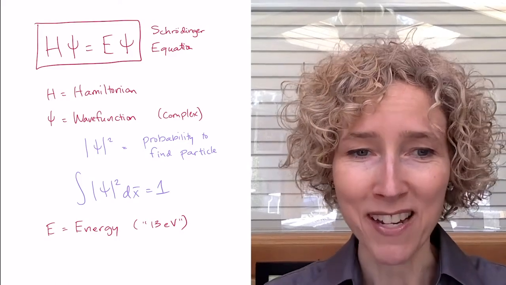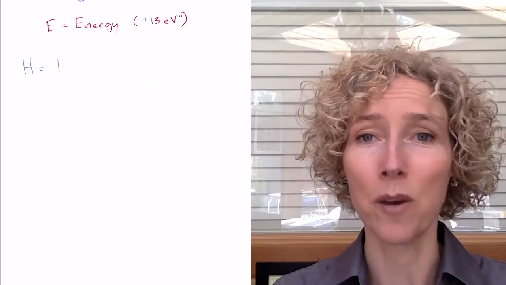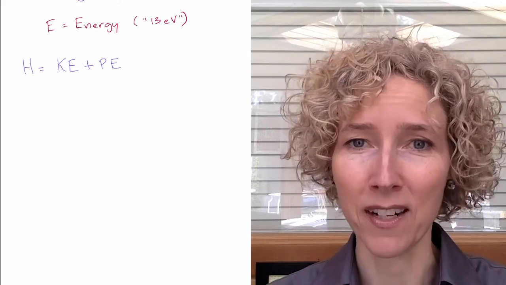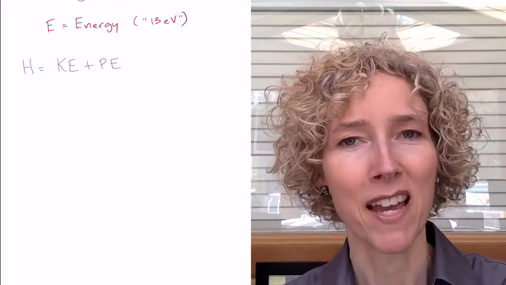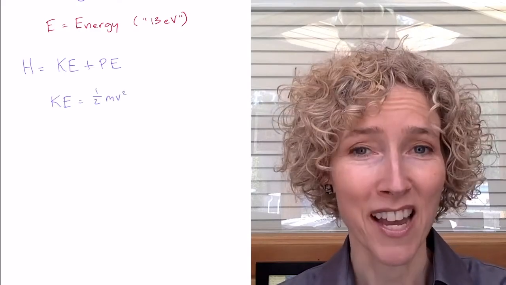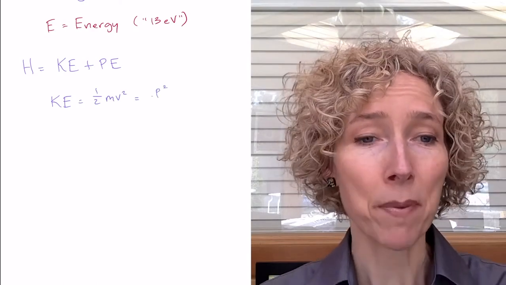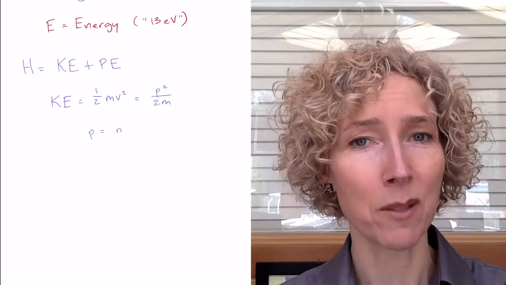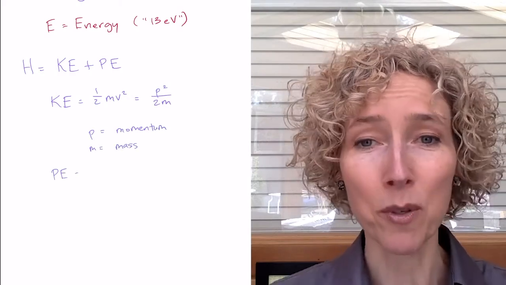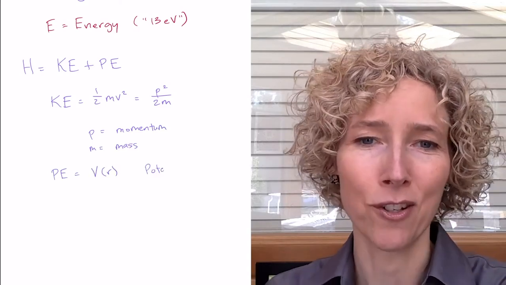The Hamiltonian, because it's related to the energy, needs to have some kinetic energy piece as well as some potential energy piece. So we'll write KE plus PE for kinetic energy plus potential energy. Kinetic energy is the familiar 1/2 mv squared. Now in quantum mechanics, we like to rewrite that in terms of the momentum as p squared over 2m, where p is momentum and m is the mass of the particle. For the potential energy, we'll just write V of r. The of r means that it's a function of position r.